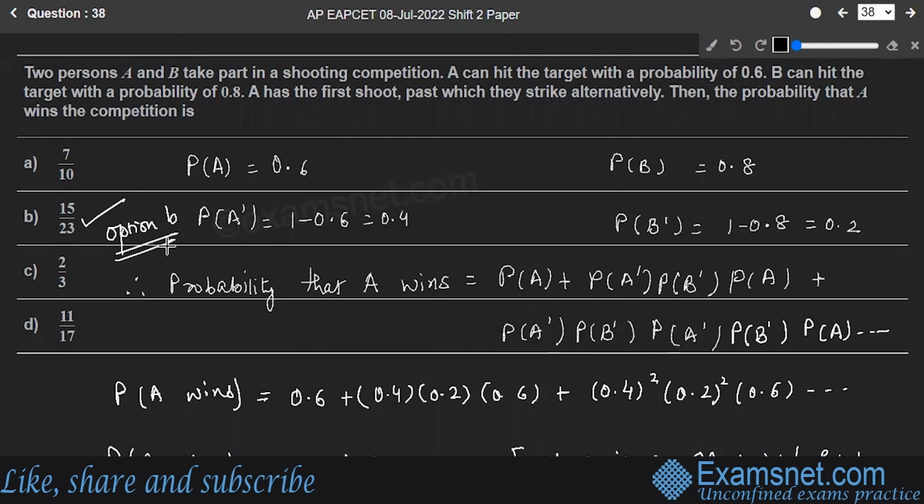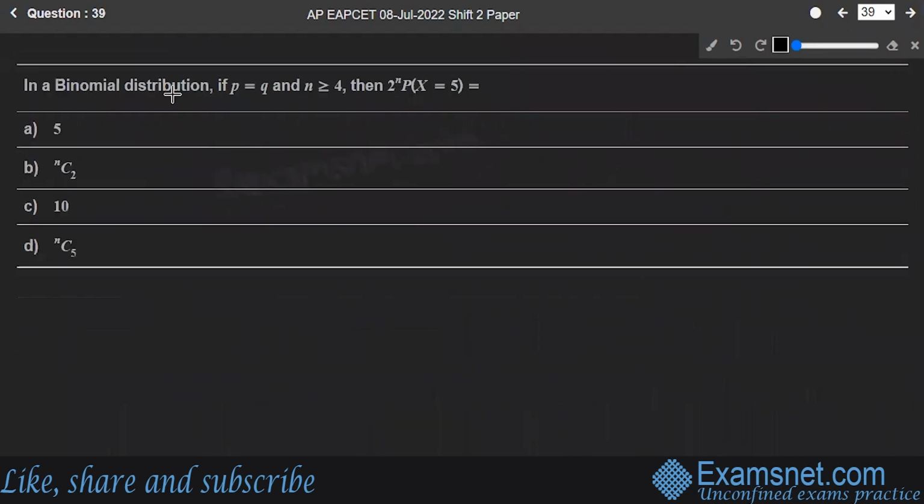Hope you're clear with this. Let's move to the next question, number 30. In a binomial distribution, if p is equal to q and n is greater than or equal to 4, then this is given by. You are given p and q, they are equal. So also you know one thing, that p plus q is equal to 1. If they are equal, that means p is equal to q is equal to 1 by 2. Right?